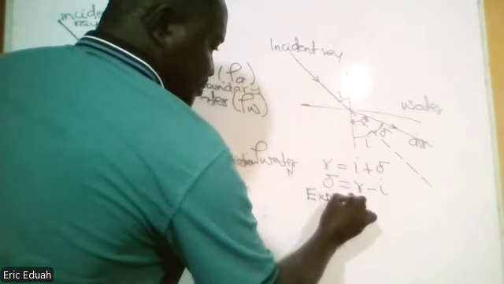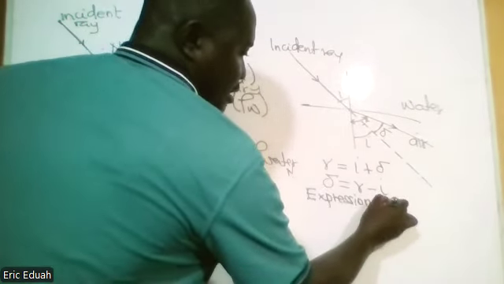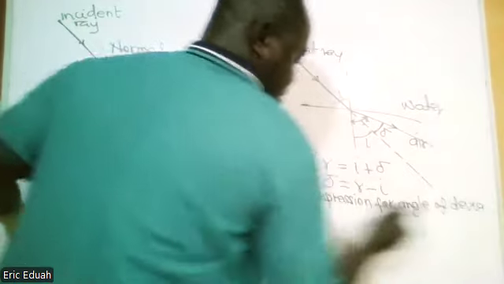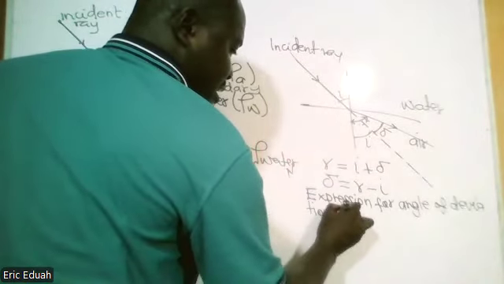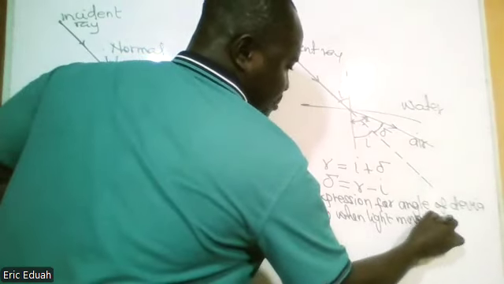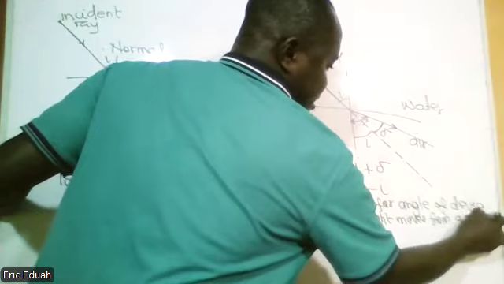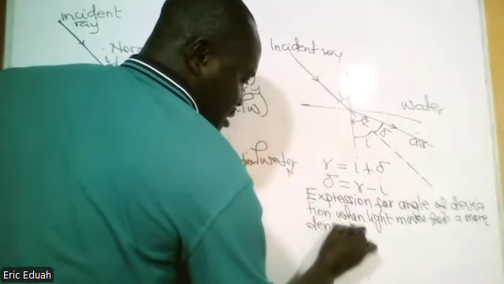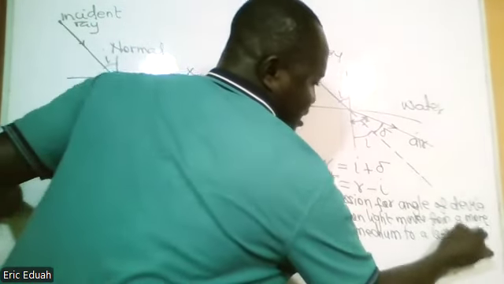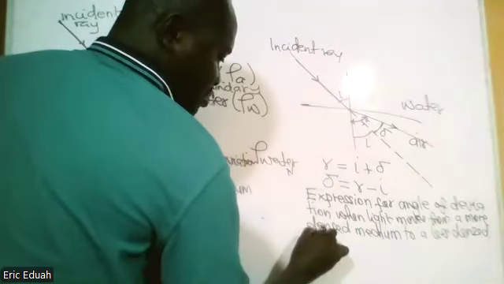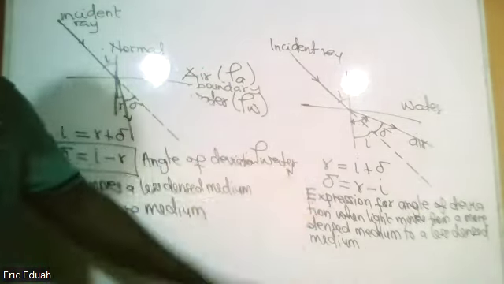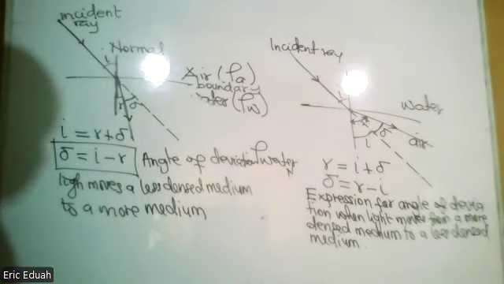So that is the expression for the angle of deviation when light moves from a more dense medium to a less dense medium. It isn't the same expression, but when you understand how they relate, you can easily calculate it. All right.